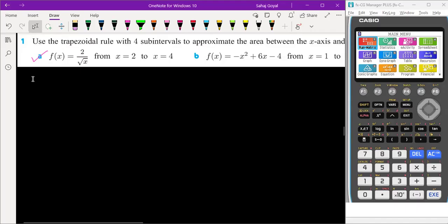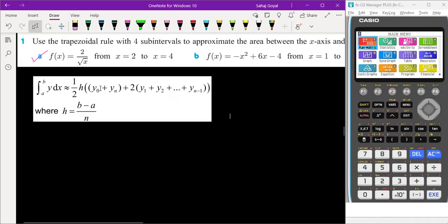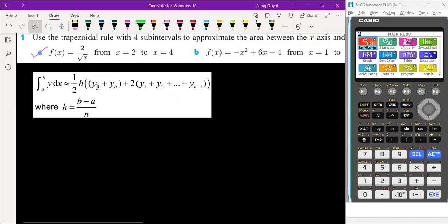We have this formula as per your formula booklet. So what we need to do is find y0, y1, y2, yn corresponding to these x values. Here we'll be solving the A part. You can see that it mentions 4 subintervals. So I just need to find the value of h and then the corresponding x and y values.